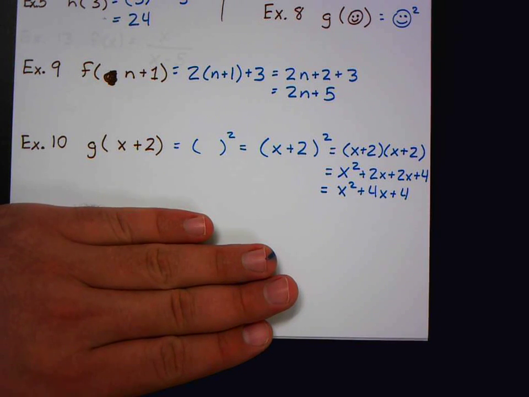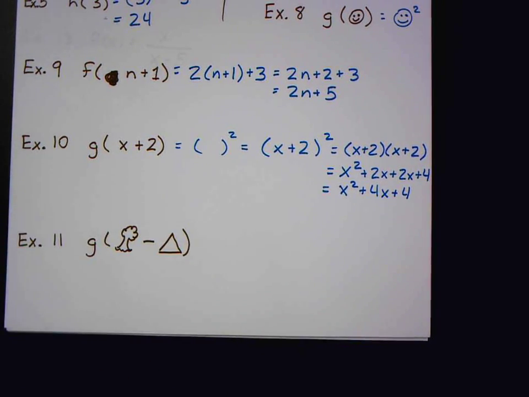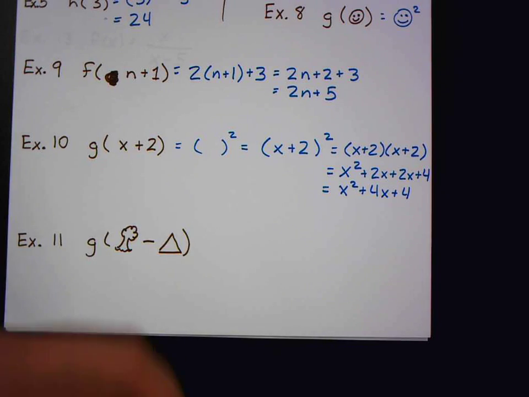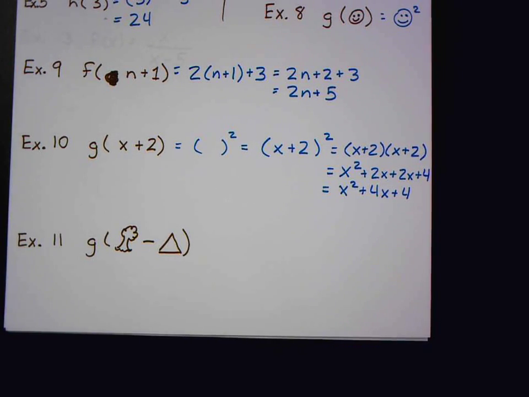Okay, you want to try the last one by yourself? I don't know if you're ready for it. Especially the intricacies of my drawing ability. It's supposed to be a tree. I know, it looks like a messed up baby hand. So g of tree minus triangle.